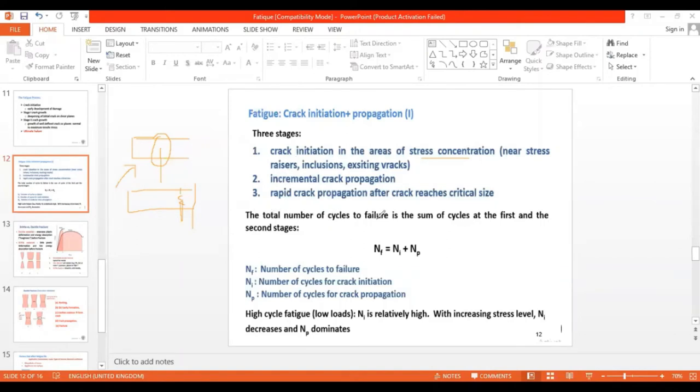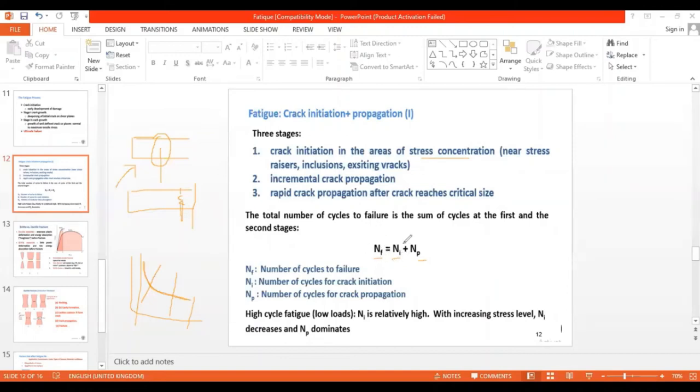The total number of cycles to failure is the sum of cycles at the first and the second stages. So number of cycles to failure, NF. Number of cycles for crack initiation, NI. Number of cycles for crack propagation, NP. In simple words, from the start to the end of the crack is known as the number of cycles to failure. So they have divided it into two pieces: up to a certain level crack initiation, and then crack propagation, right? Failure means complete loss of functioning of the particular body. So number of cycles to failure is the total number.